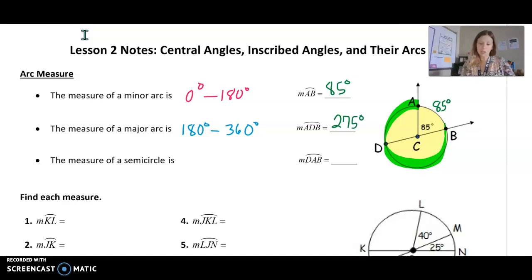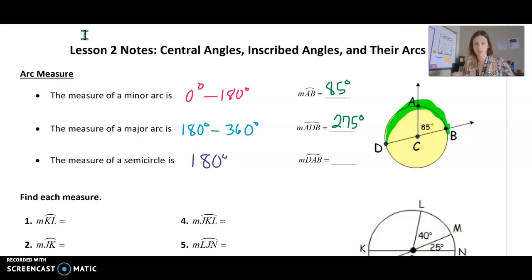And a semicircle is exactly half. So it's exactly 180 degrees. So an example of a semicircle would be DAB. That whole arc is 180 degrees. It's exactly half. So to recap, a full circle is 360. Half of a circle is 180. Minor arcs are less than half a circle. And major arcs are more than half a circle, somewhere between 180 degrees and 360 degrees.